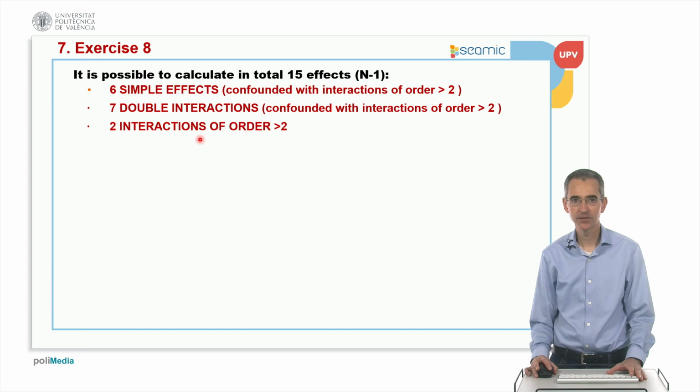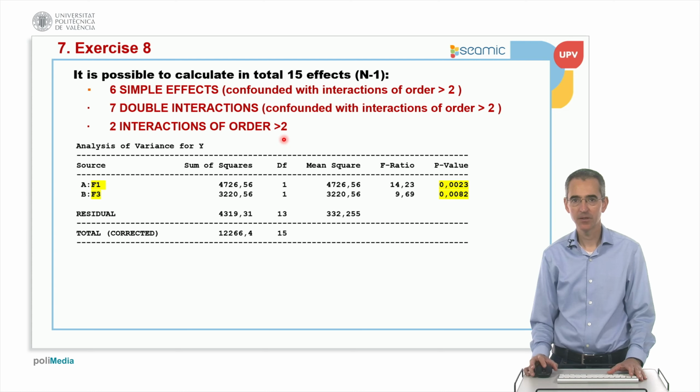Okay, and also two interactions of order higher than two, but we are going to assume that they are not relevant. So at the end, once we have all these effects, which is like a long list, we remove all of them which are not significant, which means that their p-value is higher than 0.05, and at the end we have that the simple effect of the first factor and the third factor is significant because the p-value is very small. It is much lower than 0.05.